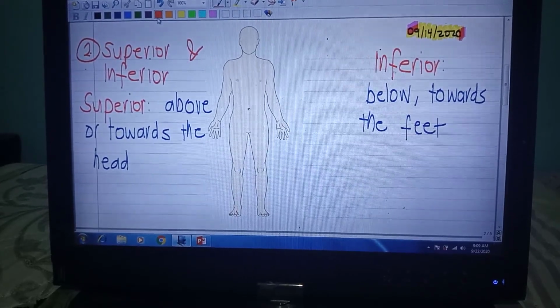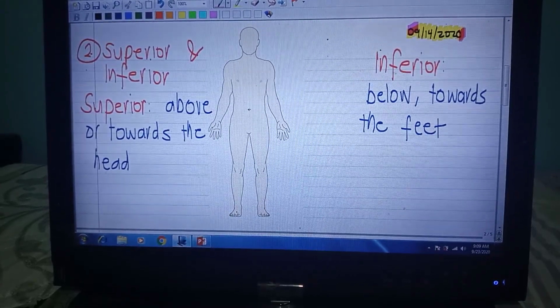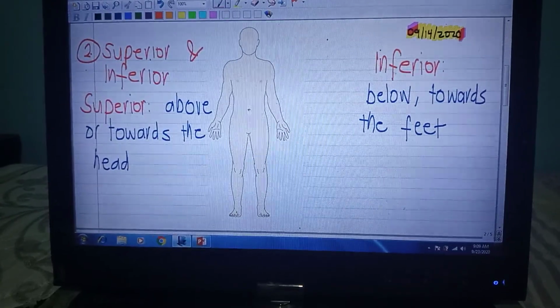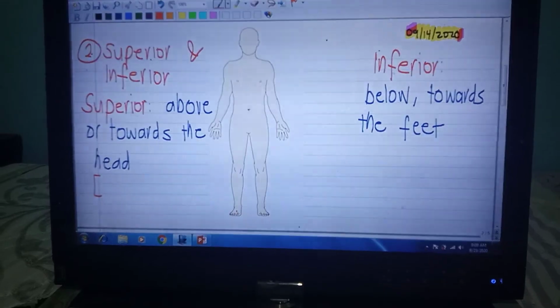Again, pag sinabing superior, above or towards the head. Another term for your superior is cephalic.